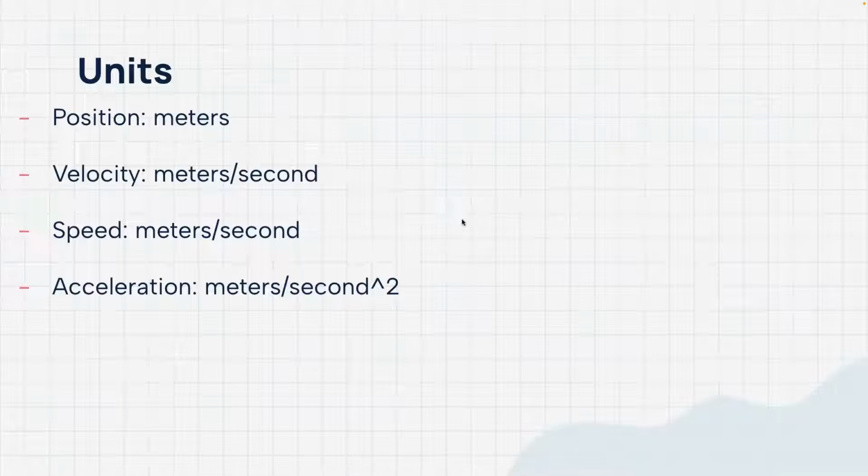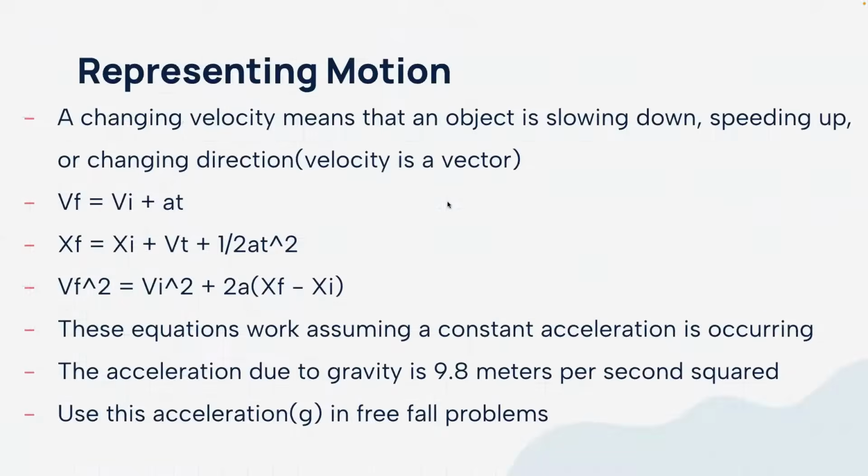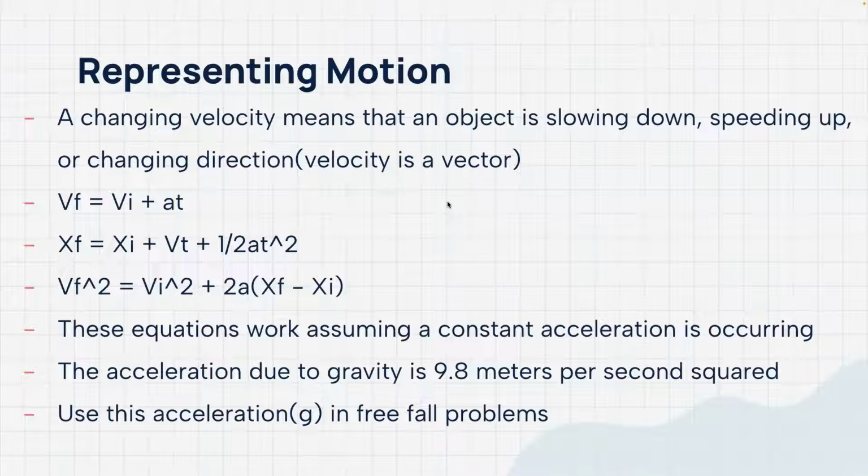And here are some units. So position, the SI unit is just meters. Velocity, meters per second. Speed, also meters per second. Acceleration, meters per second squared. Now time to represent motion. A changing velocity essentially just means that the object has an acceleration and that an object is either slowing down, speeding up, or changing direction, as velocity is a vector.